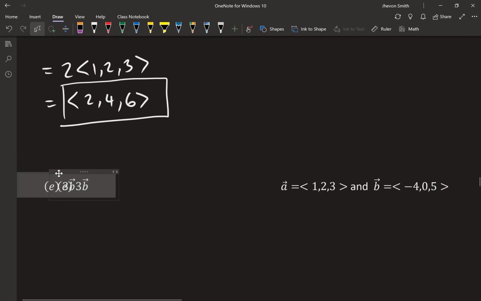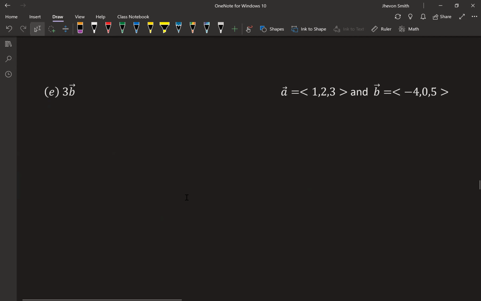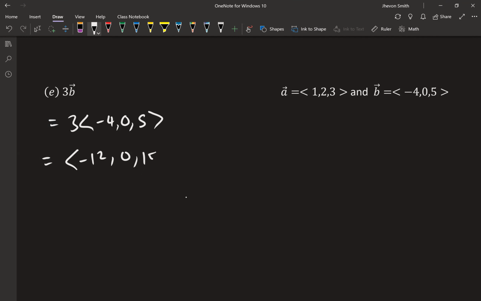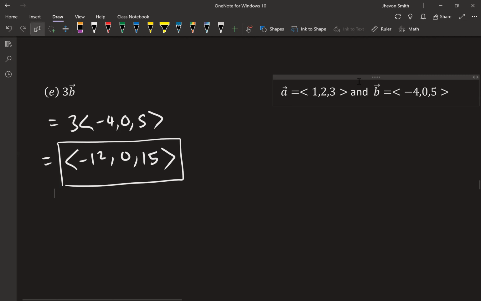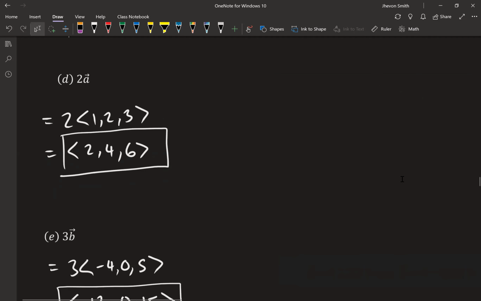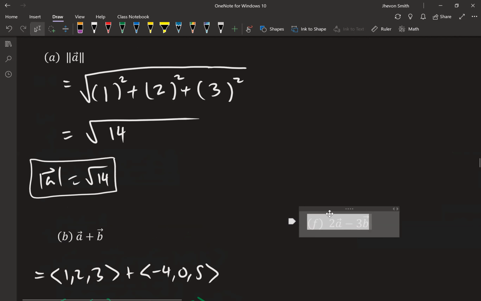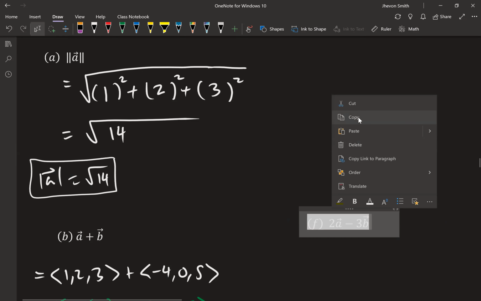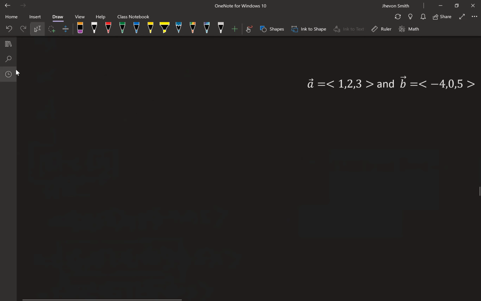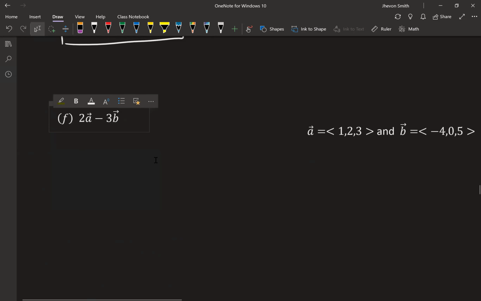3b, similar kind of idea here. So this is going to be 3 times minus 4, 0, 5, which is minus 12, 0, 15. There we go. So hopefully nothing too crazy here. We're doing the operations component-wise, and you don't do anything too crazy.